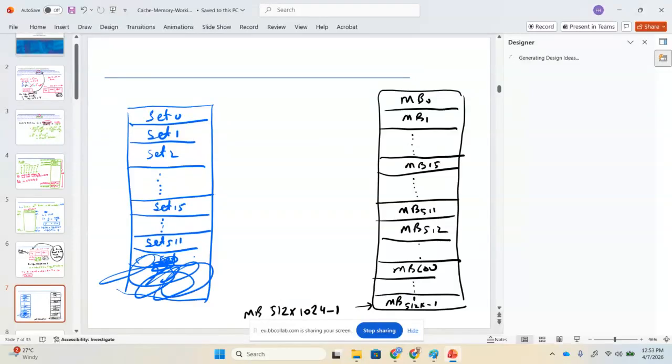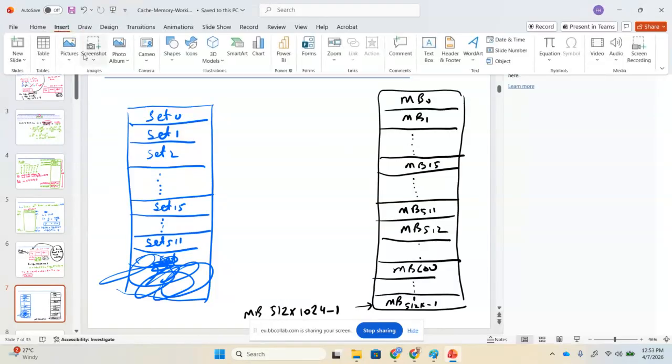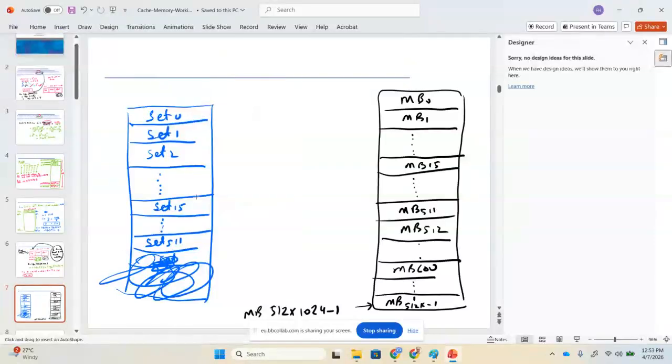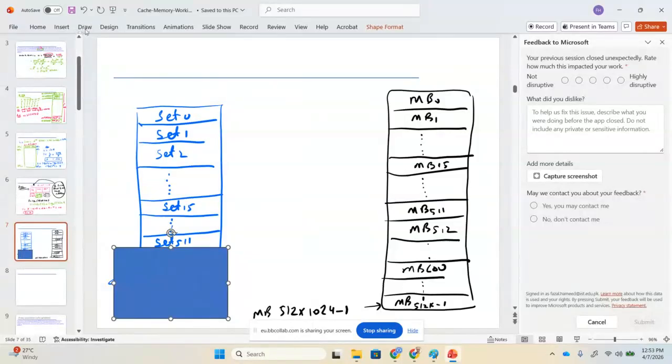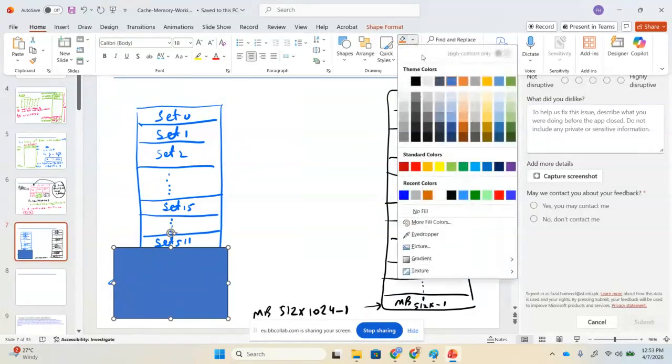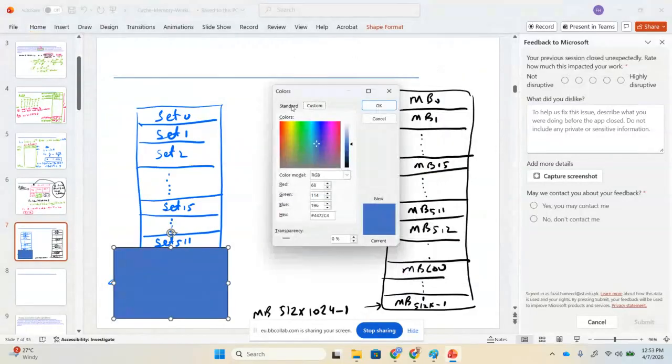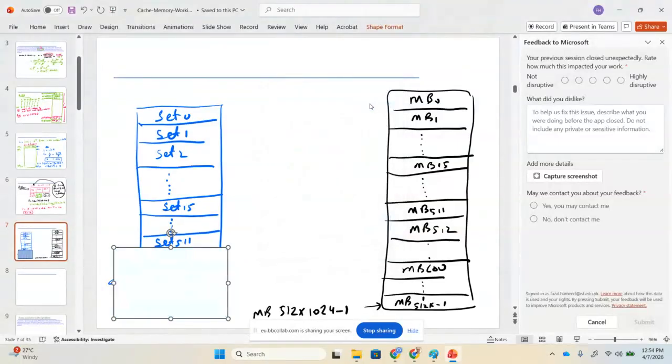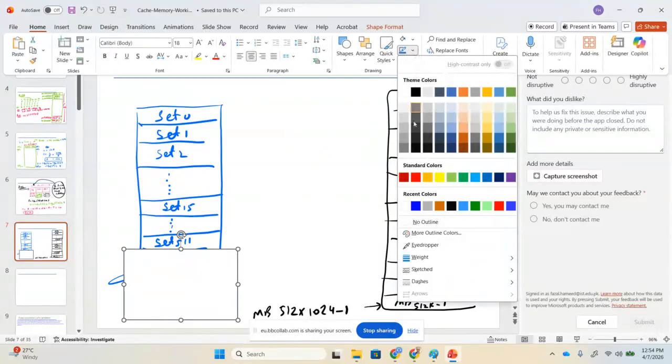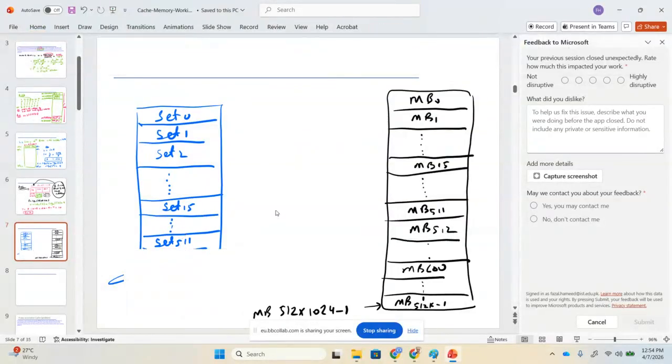Okay, so now I'm going to insert this. Clear or not clear? Any question? Clear. Okay, now which block will be mapped to set number 0? Can anyone tell me which block will be mapped to set number 0? Help me.